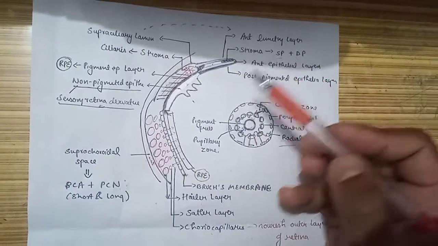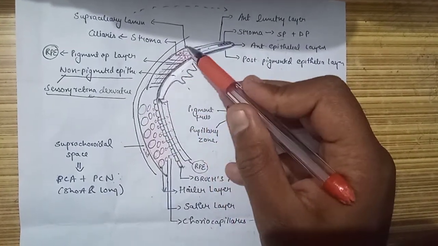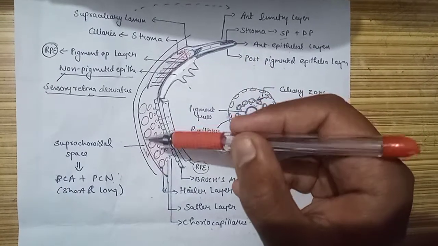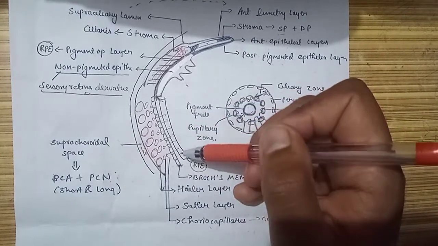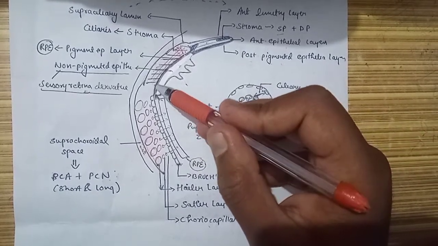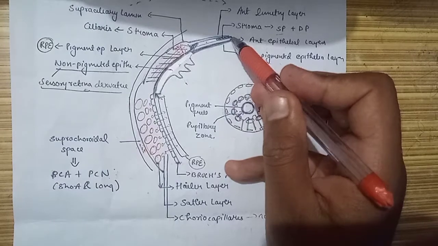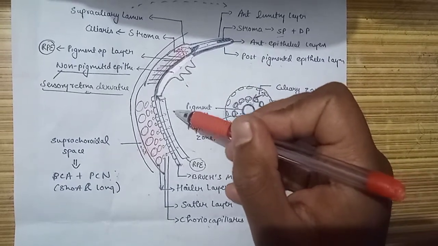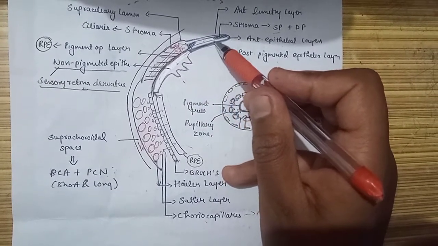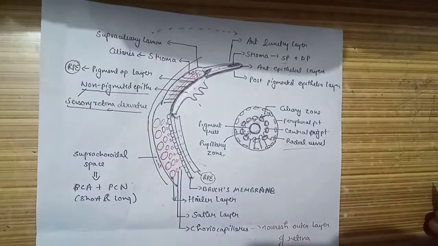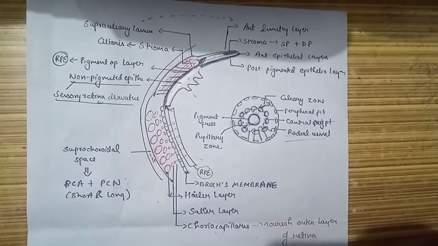So let's do a quick revision. There is the suprachoroidal lamina continuing as the supraciliary lamina, then the anterior limiting layer. Then we have the stroma that continues. Then we have Bruch's membrane, a part of the stroma. Then we have the retinal pigment epithelium continuing as the pigment epithelium of the ciliary body, continuing as the anterior epithelial layer. Then we have the sensory retina, which will be more over here, that continues as the non-pigment epithelium of the ciliary body, that continues as the posterior pigment epithelium of the iris. So these were the layers of the uveal tract, anatomy of the uveal tract.